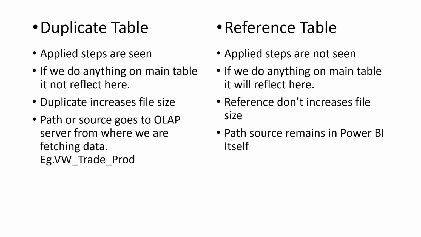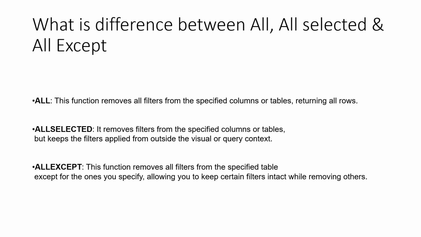And the path source, whatever is there in the duplicate table, even if you see the fx formula bar in Power Query M language code, you can see the server from where you have brought the data is there in the duplicate table. But when it comes to the reference table, not at all. There in Power Query, whatever reference you have made on the main table will be shown properly.